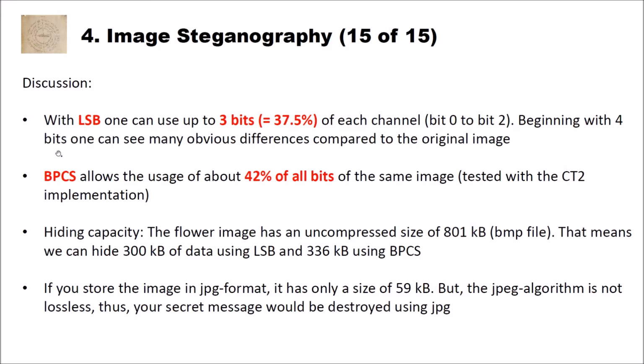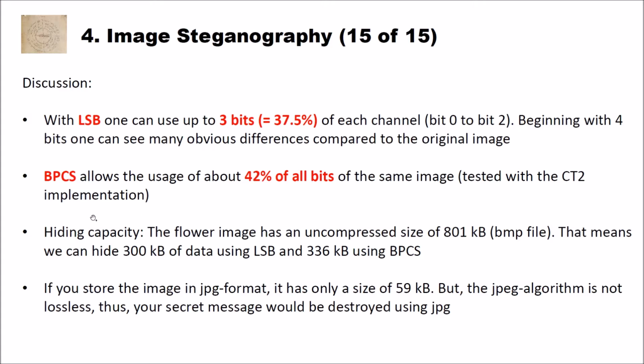In comparison to that, the BPCS method allows the usage of about 42% of all bits of the same image. And we tested this with CT2. The CT2 implementation of BPCS tells you how many bits, or what is the percentage of bits you can use to hide data in your images. And the CT2 method gave us 42%. So this rate is higher than, of course, the rate of LSB. And the BPCS method hides this data in the image, and you would not see anything or nearly anything.